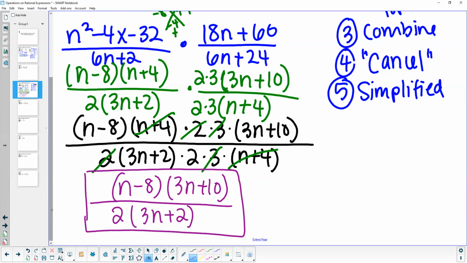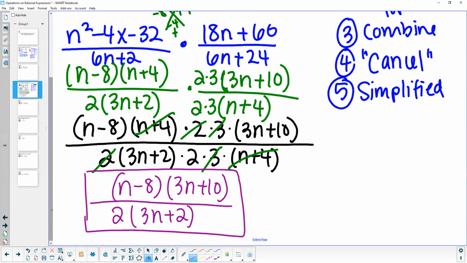So again, dividing polynomials is a lot like multiplying. When we multiply, we factor, we combine, we cancel, and then we simplify. When we divide, we flip the action, flip the fraction, or we change it to a multiply and reciprocal. Then we factor, combine, cancel, and simplify. So multiplication and division work hand in hand that way.